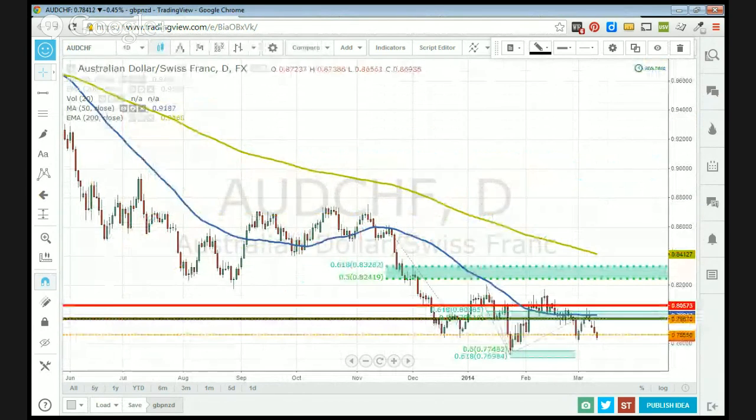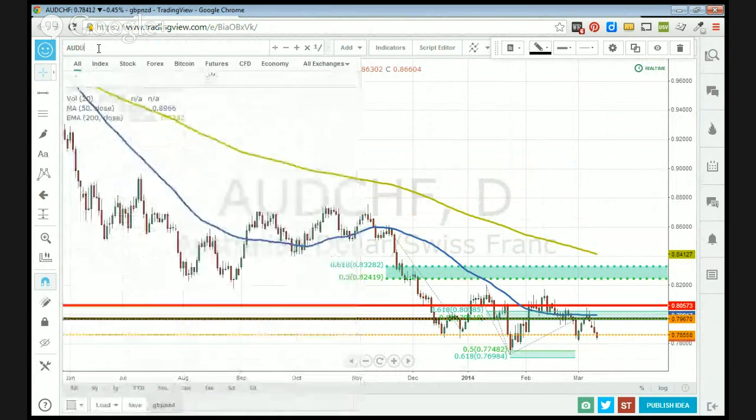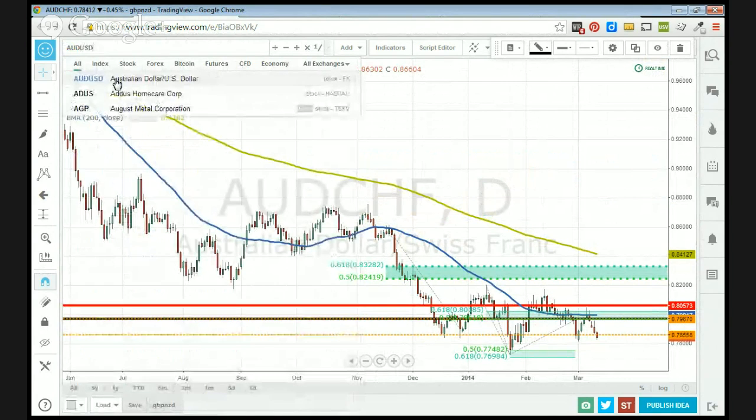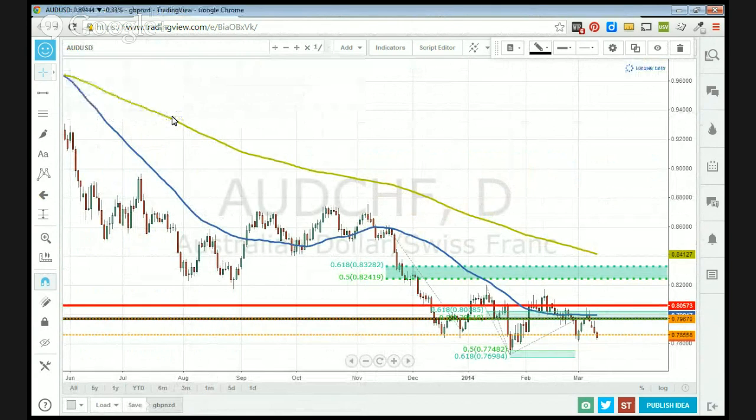Okay, same situation here. If we can close below this orange line, then I'll move my stop to break even. And an Aussie dollar trade. I was short Aussie Swiss. You can see where I shorted here with my stop here. Short Aussie dollar as well.